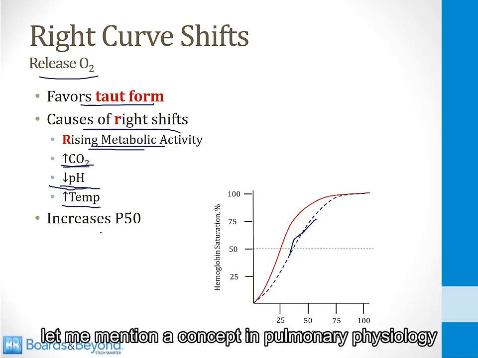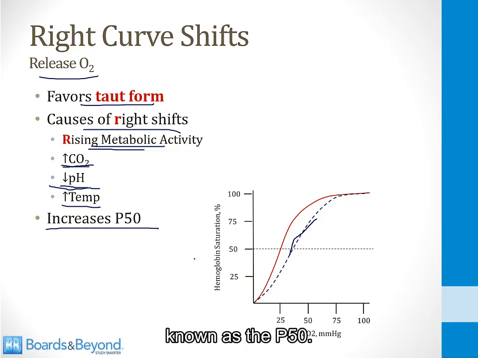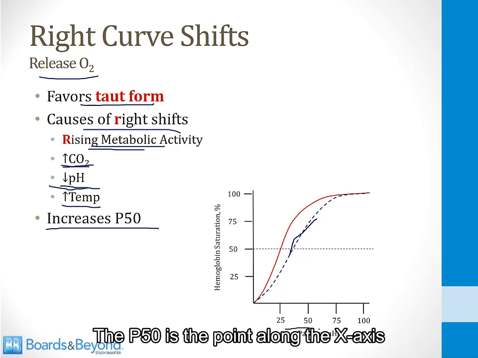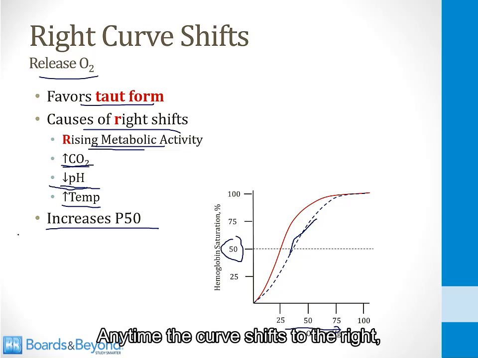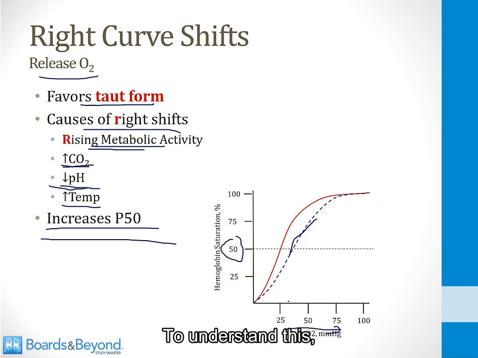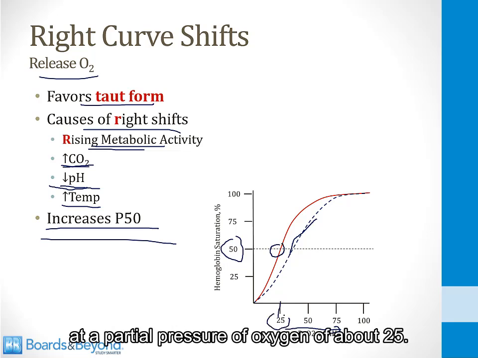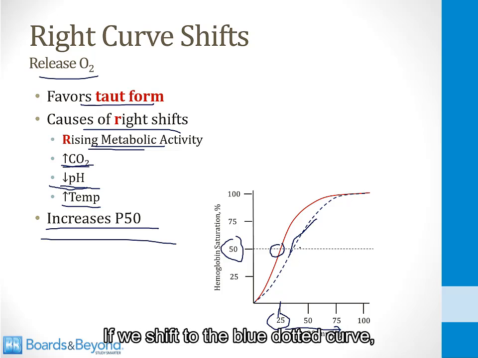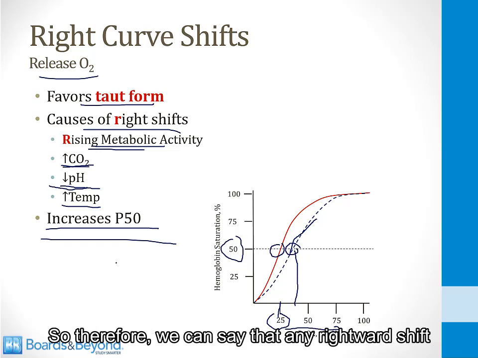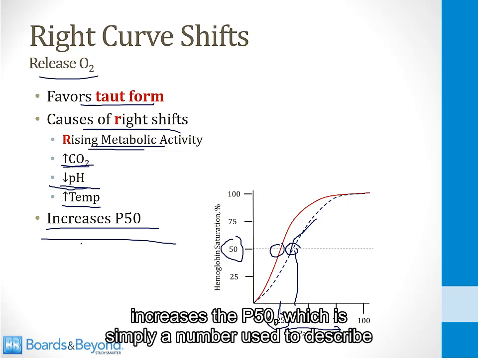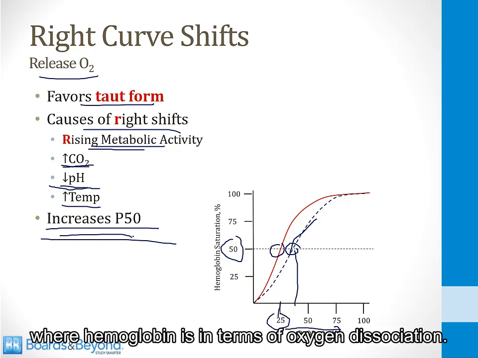And then finally, let me mention a concept in pulmonary physiology known as the P50. The P50 is the point along the x-axis where hemoglobin is 50% saturated. Anytime the curve shifts to the right, that increases the P50. To understand this, let's look at the graph at the bottom right side of the screen. If we're operating on the red curve, the P50 occurs right here at a partial pressure of oxygen of about 25. If we shift to the blue dotted curve, the P50 occurs here, which is at a partial pressure of about 40, which is higher. So therefore, we can say that any rightward shift increases the P50, which is simply a number used to describe where hemoglobin is in terms of oxygen dissociation.